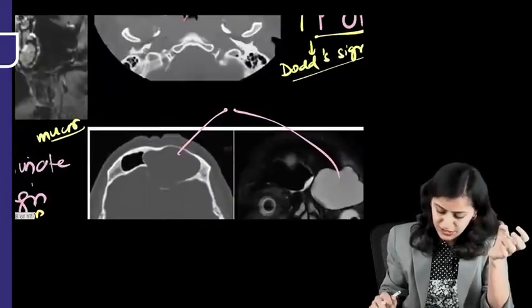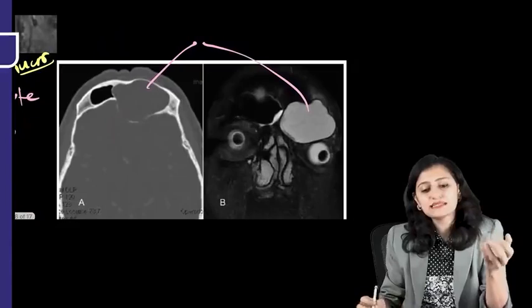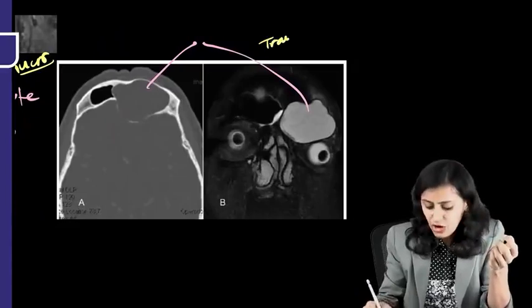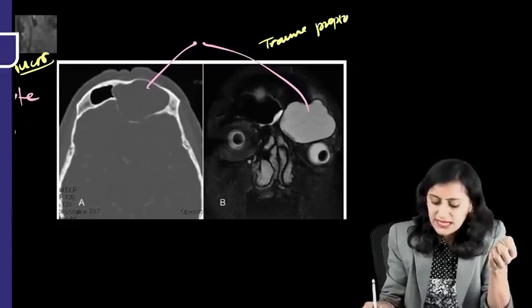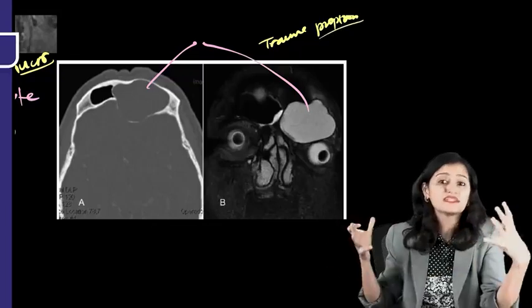Okay, that's the mucus retention cyst. Recent NEET PG exam, the question here: a patient with history of trauma, now having proptosis, and there is a mass expanding the frontal sinus.